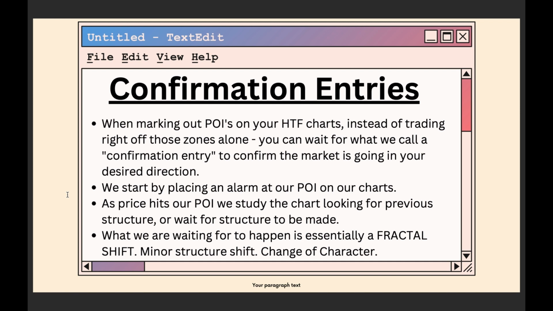We start by placing an alarm at our point of interest on our charts. That could be an order block. That could be a fair value gap. It could be an institutional support or resistance line. As price hits our point of interest, we study the chart looking for previous structure or wait for a new structure to be made. What we are waiting for to happen is essentially a fractal shift, a minor structure shift, or a change of character.